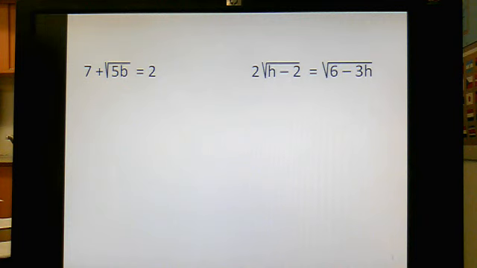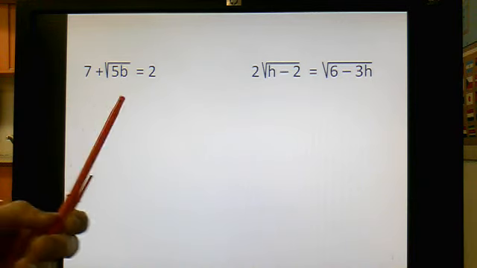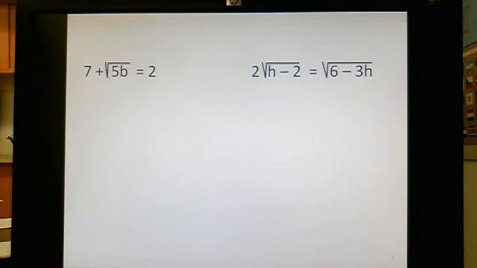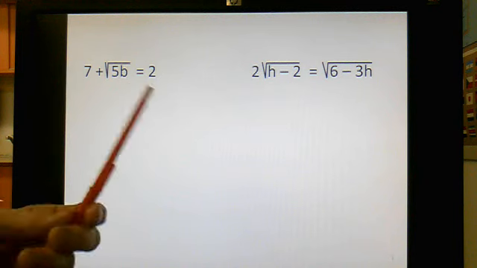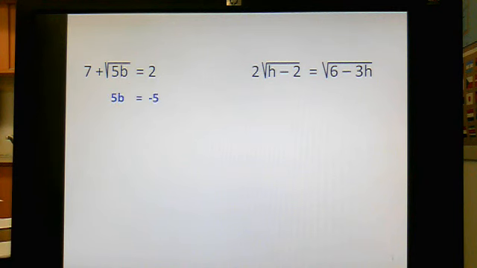This next one here, there's a little trick involved. Not a trick, but something unusual that happens here. So like I said before, isolate the radical by moving the 7 to the other side. That's usually the first step. So you get something like this. You get -5 on the right side because you've subtracted on both sides.